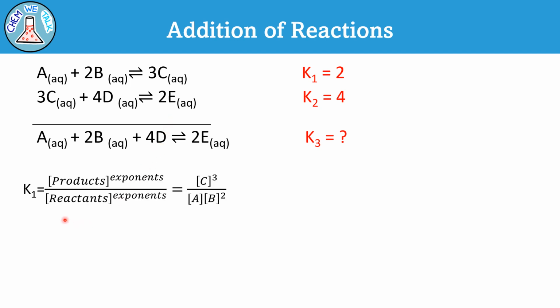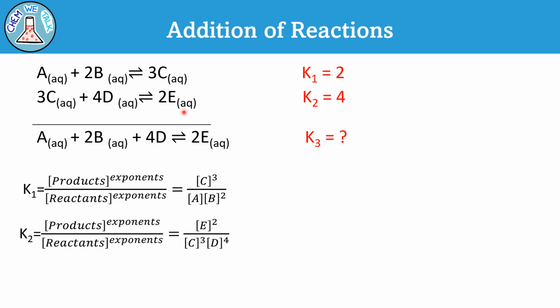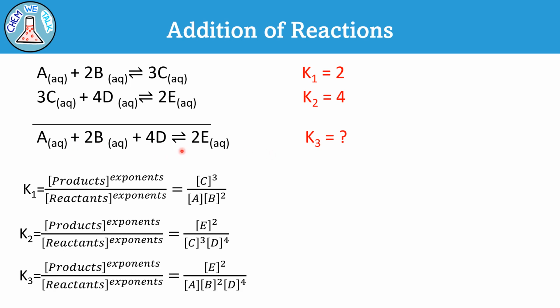But let's look at what happens. The k for the first reaction is simply going to be C cubed, products over reactants raised to the coefficients, A and B squared. The k for the second one will be E squared, because of the product E and the coefficient 2, over C cubed and D to the fourth. And what is the k for the third reaction? Now we have only E as our product, and we have A, B, and D as reactants. Oh, I forgot to put the aqueous symbol there, but this here should be aqueous, so that's why we're including it in the k expression. So that would be E squared over A, B squared, D to the fourth.